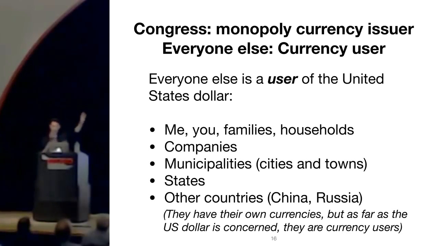Monopoly currency issuer. They create the money, the only one that's allowed to create the money. Everybody else and everything else is a currency user. So me and you and our families and our households and our companies, municipalities, which means states and cities, which means towns and cities, our states, and even other countries such as China and Russia. As far as the US dollar is concerned, we are all currency users.